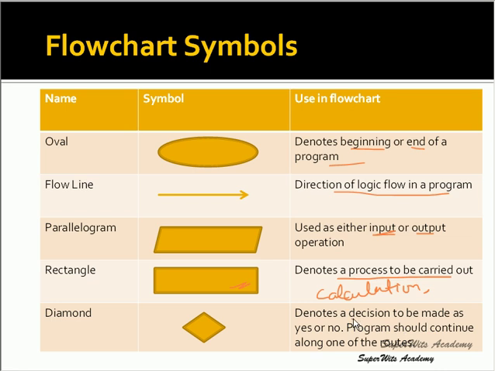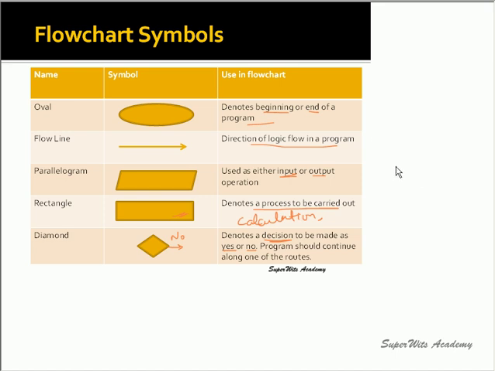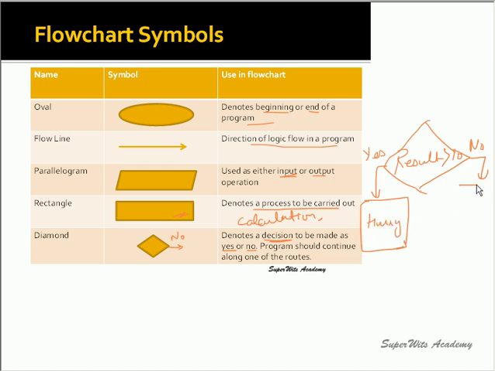So this diamond is only used for decision purposes, right? And it works on a yes or no basis. Let's say we need to check if the result is greater than 10, and put it in the diamond. This side is no, this side is yes. If the result is greater than 10, we say hooray. If the result is not greater than 10, I say very bad, right?